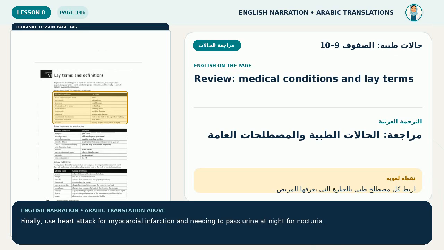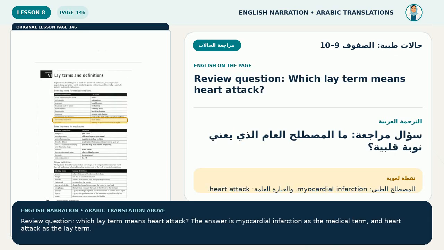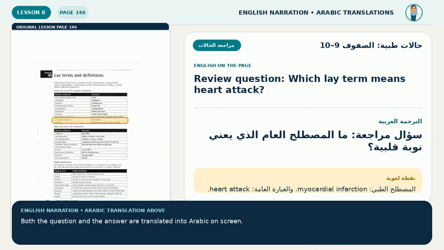Finally, use heart attack for myocardial infarction and needing to pass urine at night for nocturia. Review question. Which lay term means heart attack? The answer is myocardial infarction as the medical term and heart attack as the lay term. Both the question and the answer are translated into Arabic on screen.